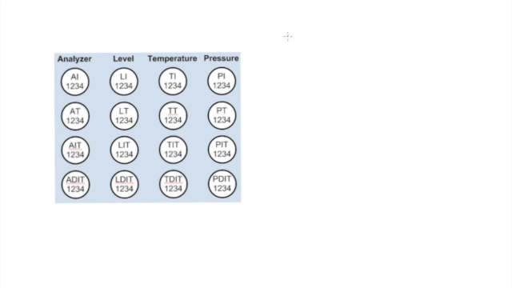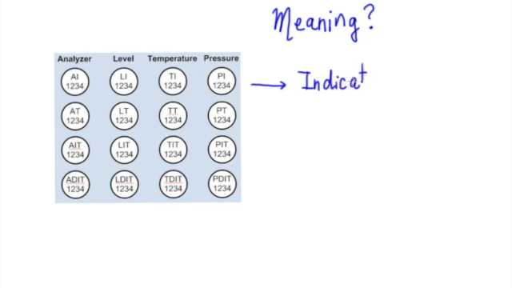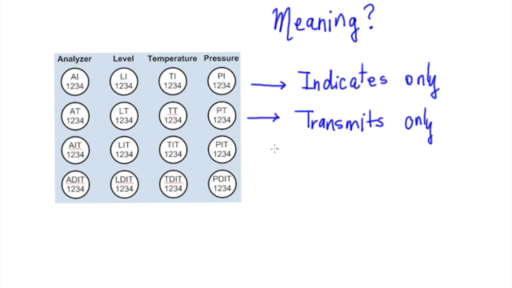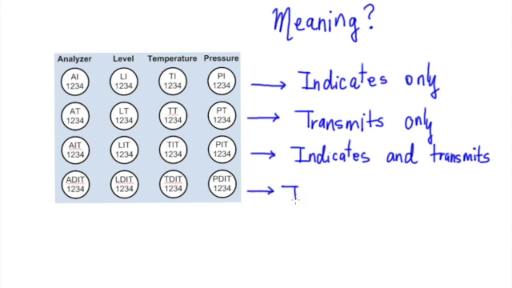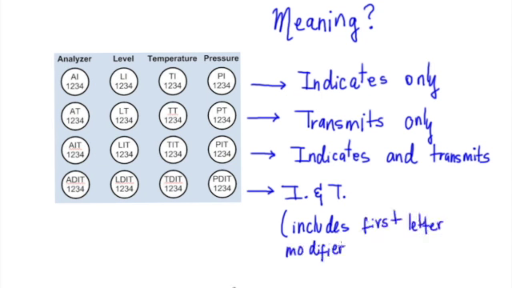To clarify this information, we have here a lot of examples. These are common primary device symbols, and we can see that we have analyzer, level, temperature, pressure. Nevertheless, as you can see in the first line, they only have an I, so that means that they only indicate. Then the second one means that it only transmits, and the third one would indicate and transmit, and the last one would also indicate and transmit, but it also has a letter D. That's a first letter modifier that stands for differential.